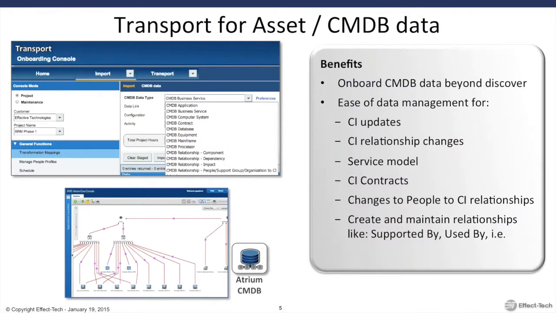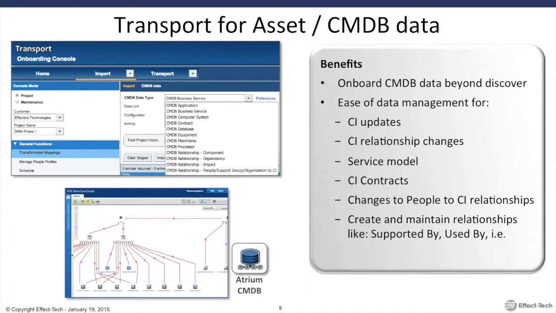So the benefits of transport, if we consider them, are to basically extend your reach where discovery may not get the data, or you just need a more efficient way of managing it. Maybe CI updates, CI relationship changes for service models or things that are being consumed from your service support process, whether it's change management or the incident service desk. Service models, as I mentioned, can also very quickly be developed and built out, loaded and changed, and then migrated with transport. You're going to see that example in the transport demo today.